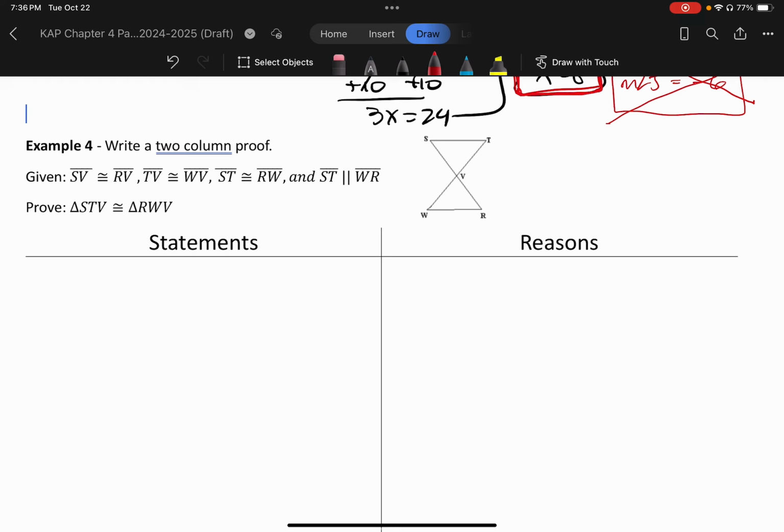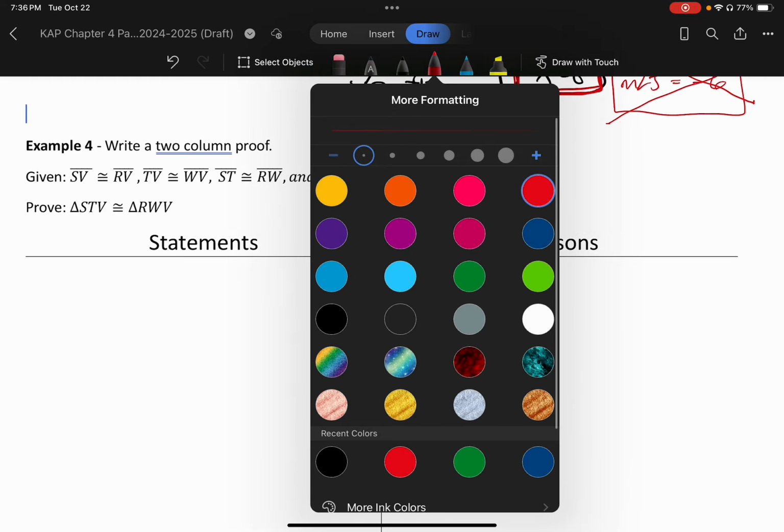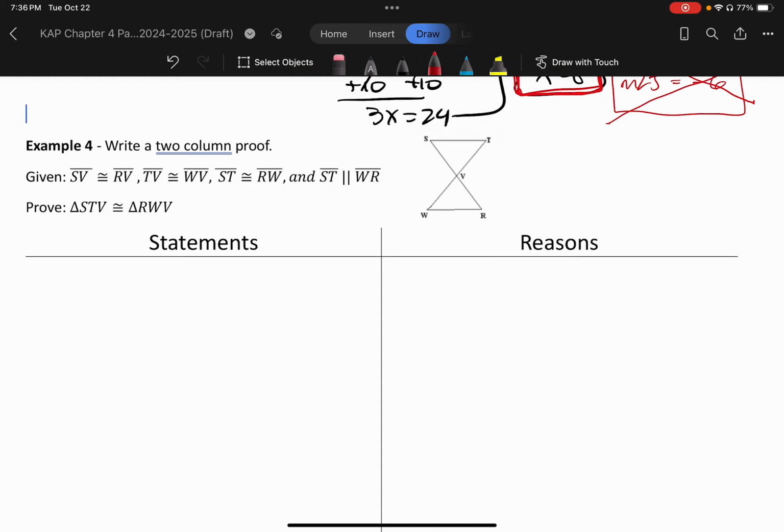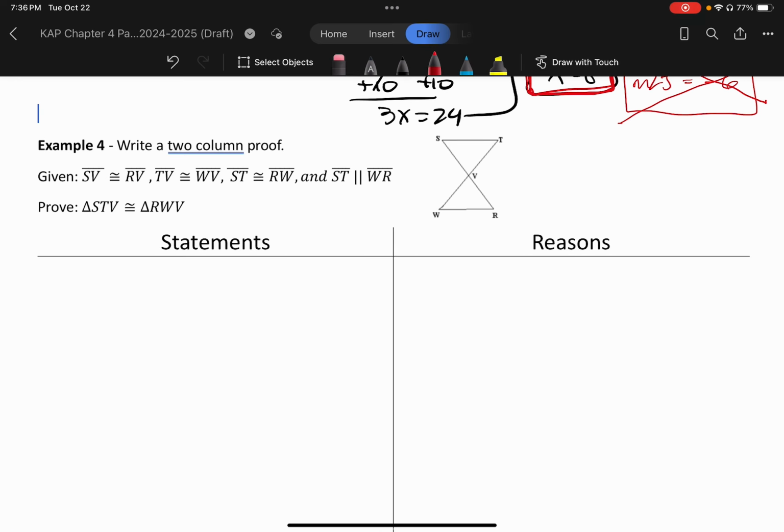So write a 2-column proof, and the given here is kind of a lot. So I'm actually going to break this up into different pieces here. I'm going to do the given as individual parts.